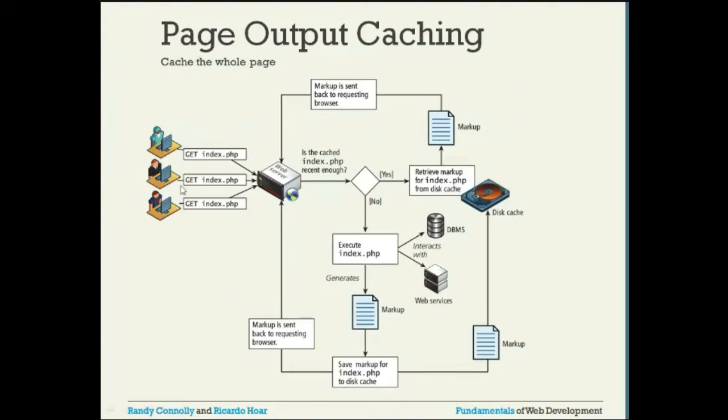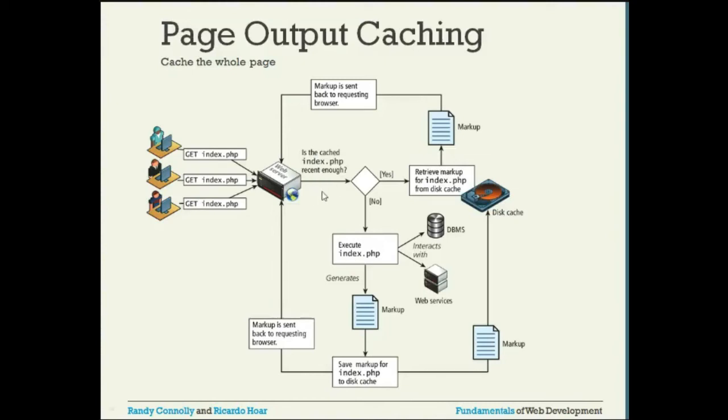You can see here there are three different users. They are requesting the index.php. So that request will come to the server. All of these people are requesting the index.php page. Then we will check: is the cached index.php recent enough? So we will be caching these pages, whether that particular page is recent or not.